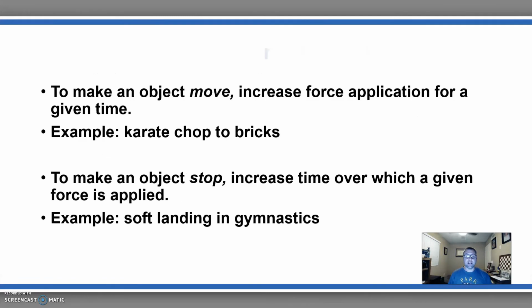Now, how does that actually apply here with our greater athletic picture? Well, this all has to do with force and time. If we want to make an object move, you need to increase the force. So the force needs to increase and the time needs to decrease. If we're punching, karate chopping, something like that, you want your force to be as high as it can and your time to be as low as it can. The higher the force and the shortest amount of time means the greatest impact you're going to have.